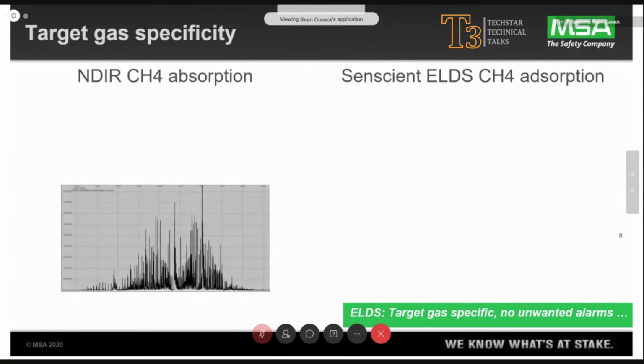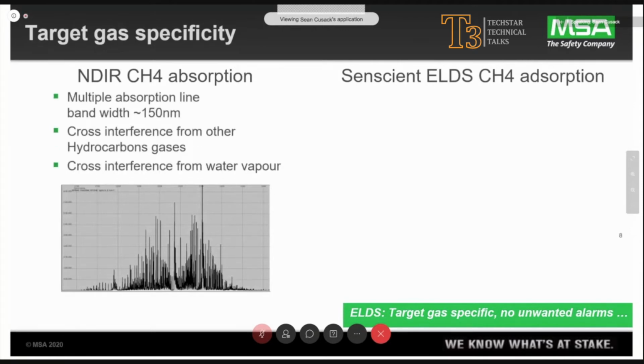So we look at target gas selectivity. In this case, we're looking at CH4. On an NDIR there is a large absorption area bandwidth of 150 nanometers. And then you can have some cross interference from other hydrocarbons and also a water vapor or water band, we call it.